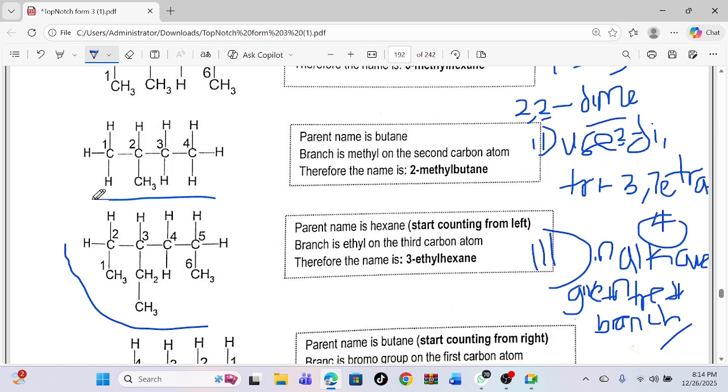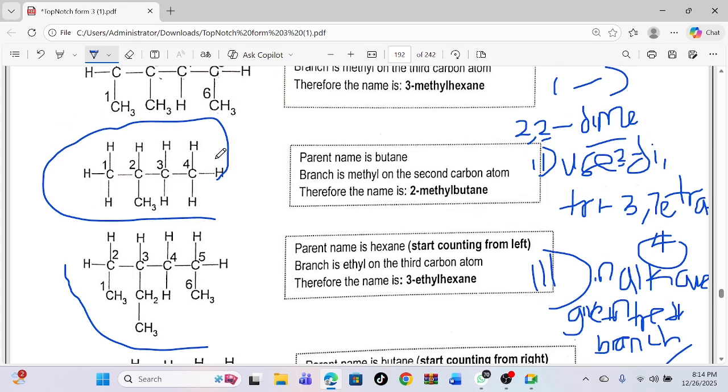Let's use this example. The first rule is what? Identify the longest carbon chain. So 1, 2, 3, 4. What is 4 called? 4 is called but. So you just write but first of all.